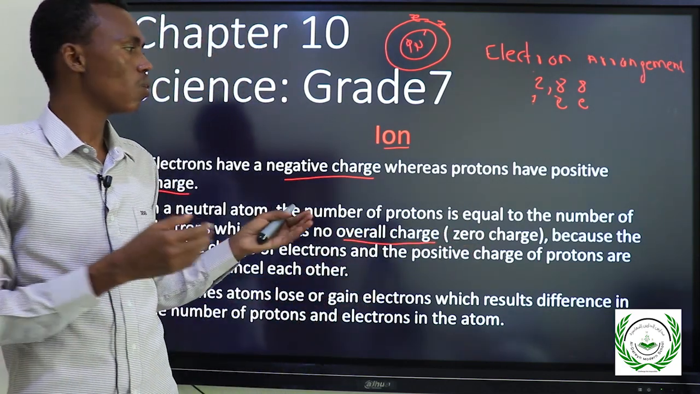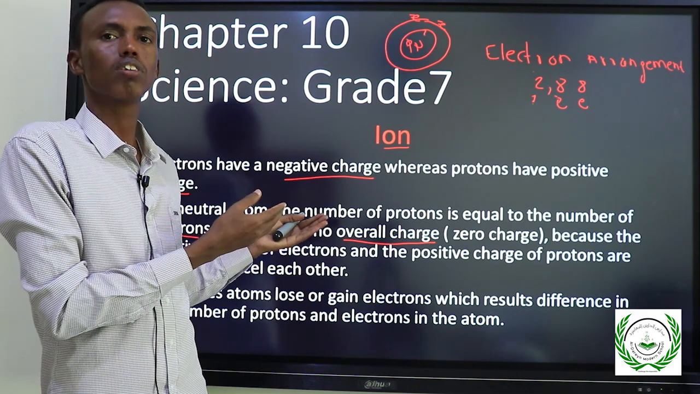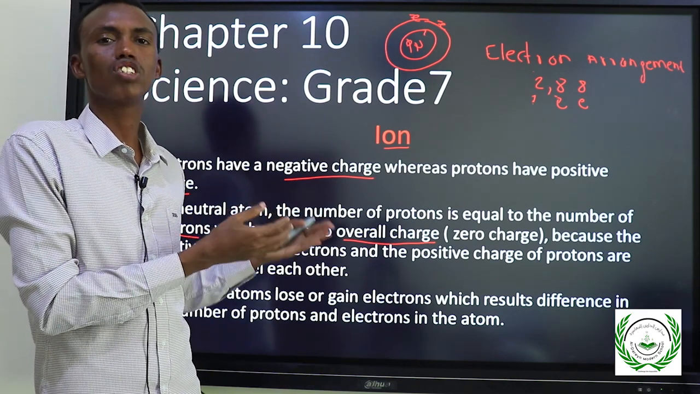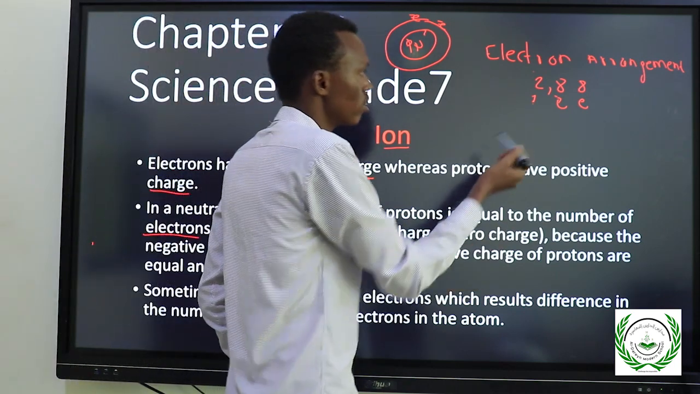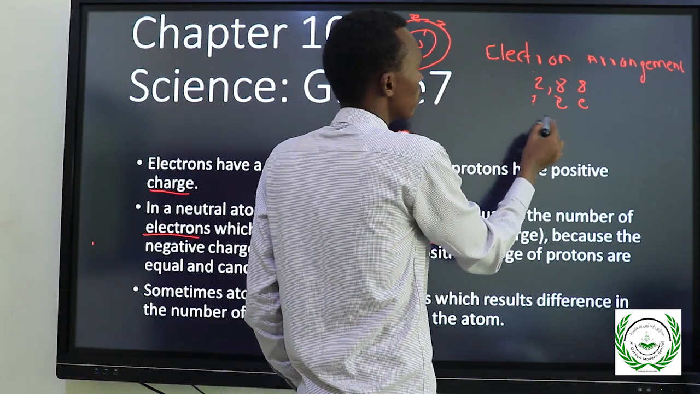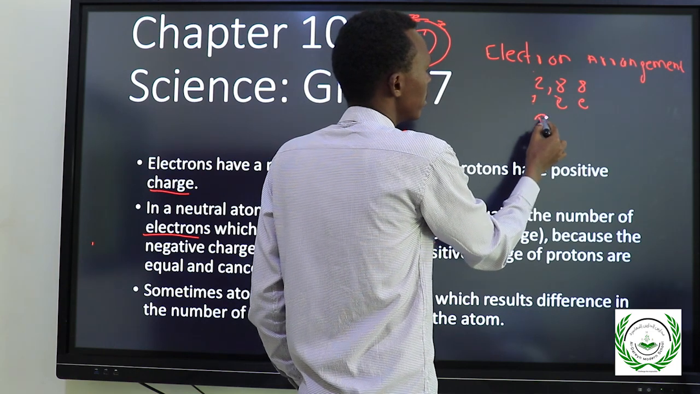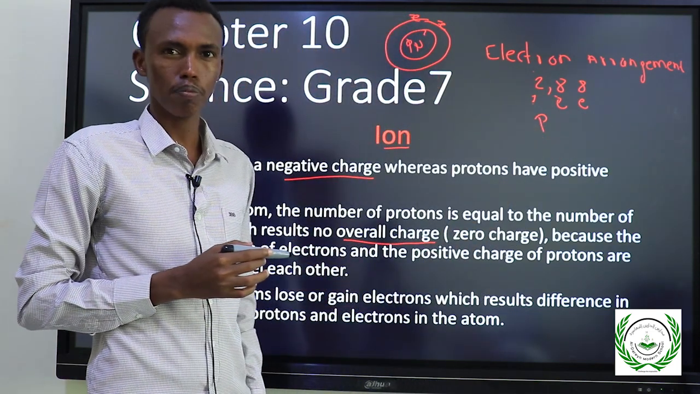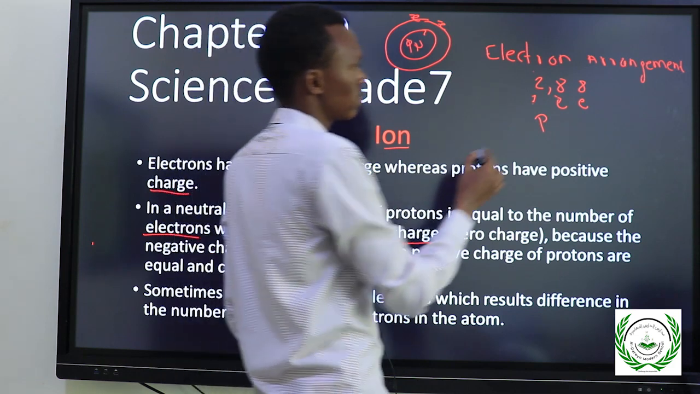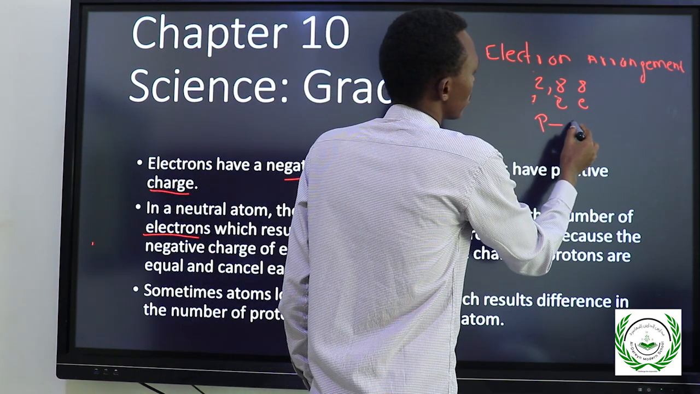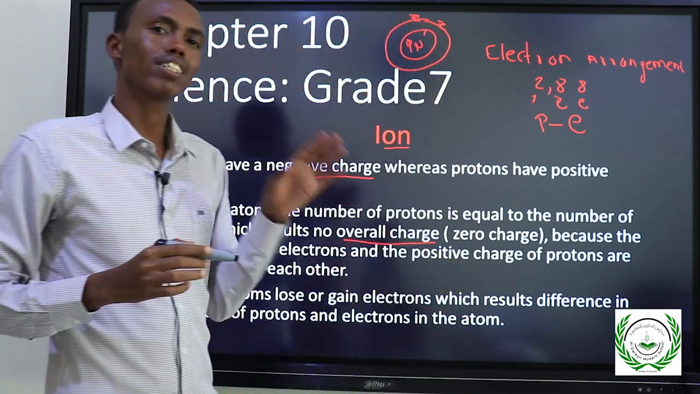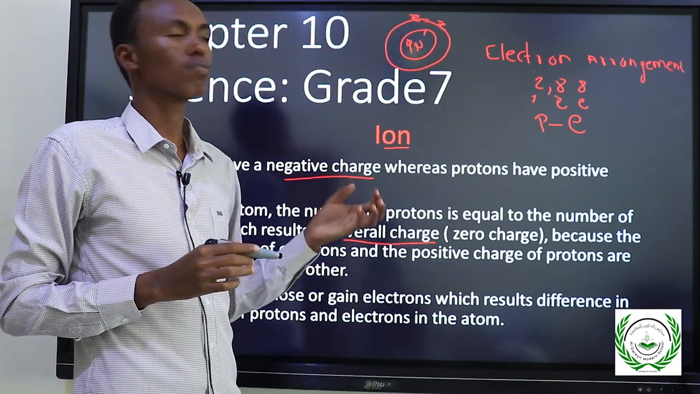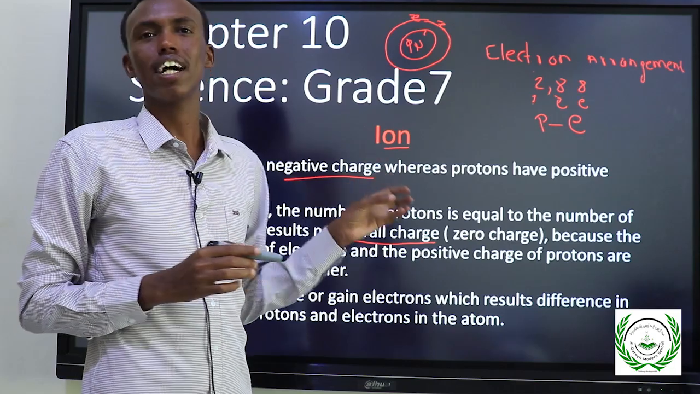Okay, so how are we going to calculate or find the net charge of an atom? Simply, we can use this formula. For example, we take the number of protons of an atom and subtract the number of electrons of that atom from the number of protons.